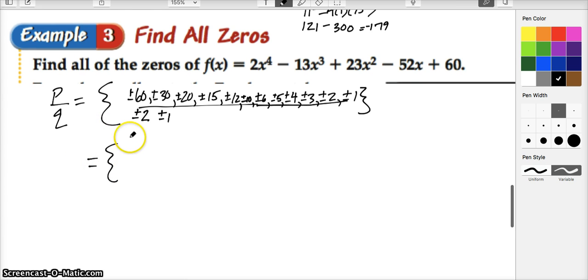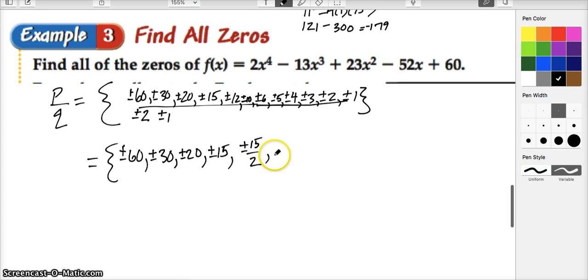Well, in a way, we've got plus or minus 60, and then 60 over 2 is 30, so that takes care of the 30 as well. So plus or minus 30, and 30 over 2 is 15, so that's there. Plus or minus 20, and 20 over 2 is 10, and that's there. Plus or minus 15, but we don't have 15 over 2. I know you're looking at me like, what? 15 over 2 is not represented here, so I need to add that.